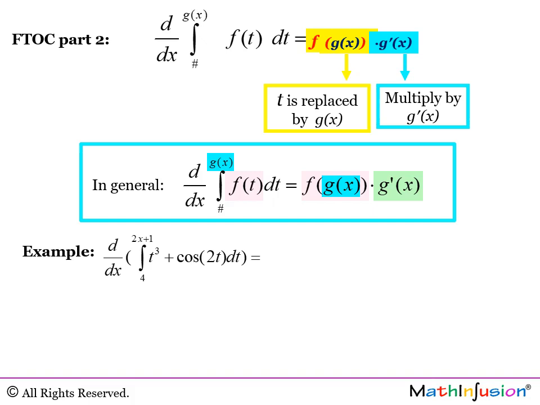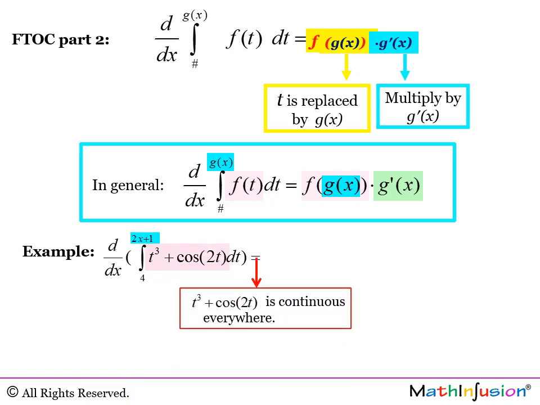Example. Now let's do it directly. We know now that g of x is 2x plus 1 and g prime of x is 2. And we have no problem. This is a function that is continuous everywhere. So using that, I get, first of all, I replace all the t's by 2x plus 1, and then I multiply by g prime of x, which is 2 in this case.